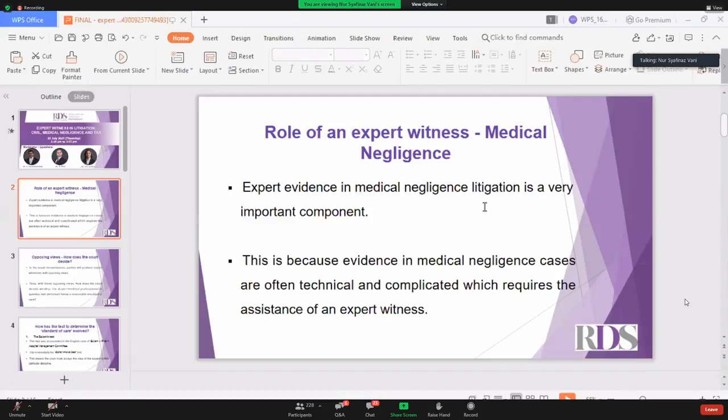So as we all know, expert evidence is definitely, I would say, the main evidence in a medical negligence litigation, because you need the doctors to tell whether it's negligent or not in respect of the standard of care. More so, the evidence in medical negligence cases, as we all know, is very technical and complicated, and the court would most of the time require the assistance of expert witnesses, doctors, medical professionals.